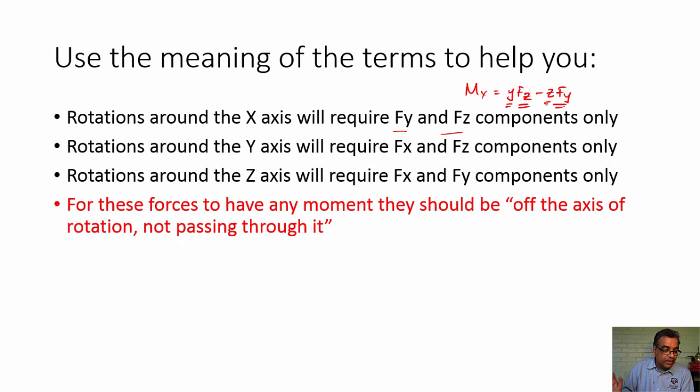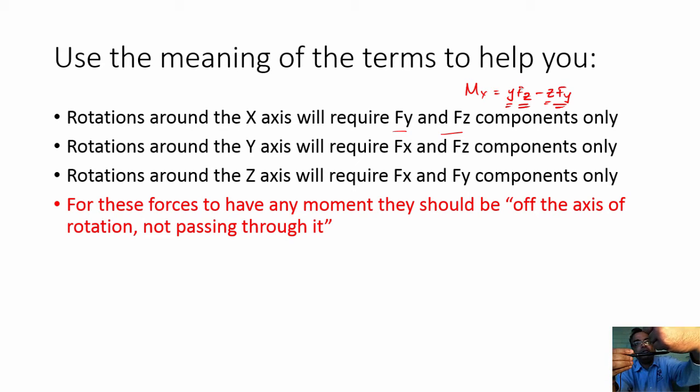Not only that, the main thing is that it is not just the forces, they have to be off the axis. If they pass through the axis of rotation, they will not be able to turn it. They have to be away from the axis of rotation. So if your axis of rotation is like this and your x force is like that, pushing like that, it will not be able to turn it. It will not be able to twist it.